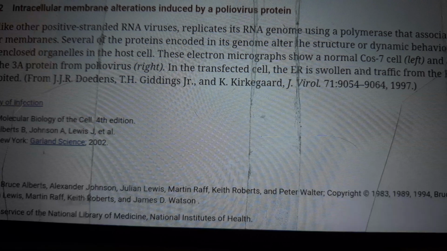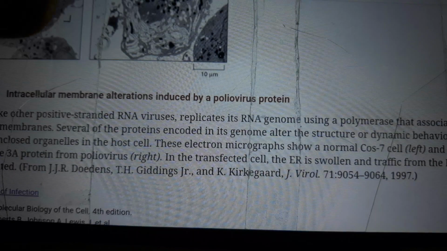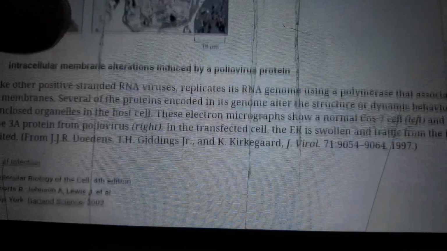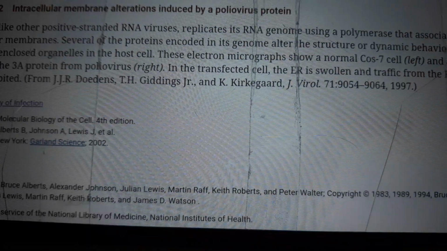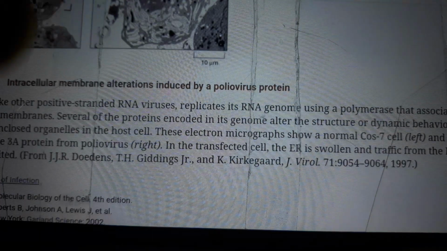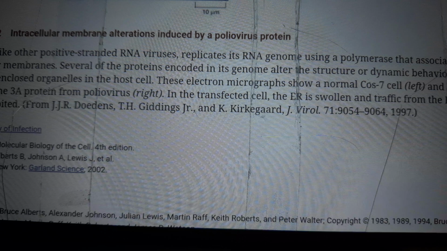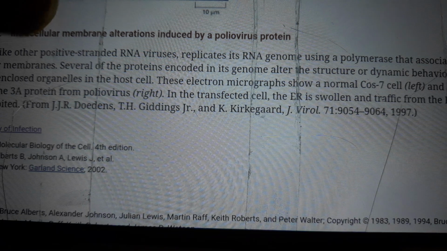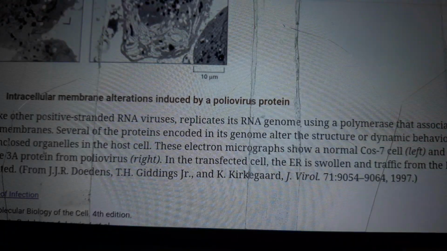Poliovirus, like other positive-stranded RNA viruses, replicates its RNA genome using a polymerase that associates with intracellular membranes. Several other proteins encoded in its genome alter the structure and dynamic behavior of the membrane-enclosed organelles in the host cell. These electron micrographs show a normal COS-7 cell, left, and a cell expressing the 3A protein from poliovirus, right. In the transfected cell, the ER is swollen and traffic from the ER to the Golgi is inhibited.